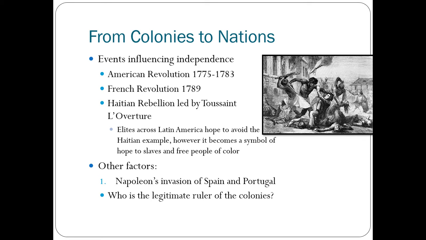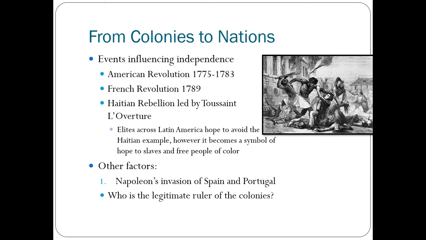Some events that influence independence movements really start with the American Revolution, followed by the French Revolution in 1789, followed closely by the Haitian Rebellion, led by Toussaint Louverture. Toussaint Louverture is kind of like the Latin Americans' George Washington, at least for the slaves and the Haitians. The Haitian Rebellion is famously known as a slave rebellion, a successful slave rebellion.